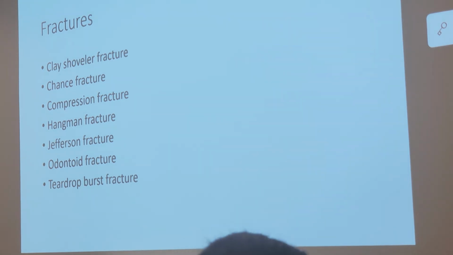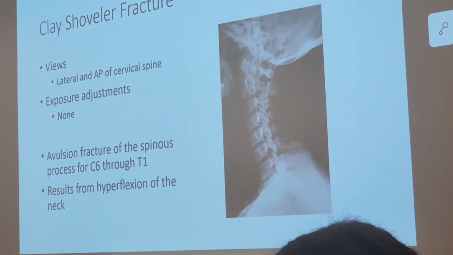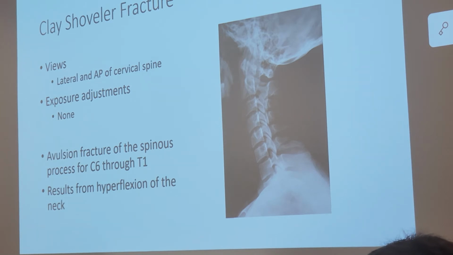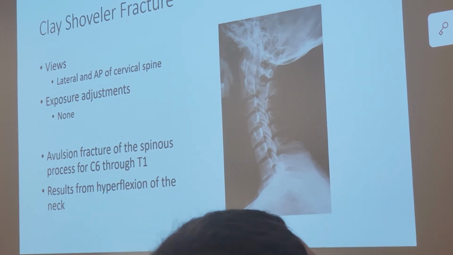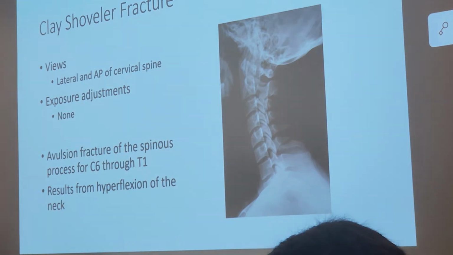So the fractures that we'll be going over today, we already went over with the worksheet that we did: the Clay-Shoveler's fracture, Chance fracture, compression fracture, hangman fracture, Jefferson fracture, dens fracture, and the teardrop burst fracture. These should sound familiar to you, okay? So the Clay-Shoveler's fracture, the most preferred view is the lateral view to see what happens to the spine. This is basically an avulsion fracture of the spinous process from C6 to C7. It results from hyperflexion of the neck. And does anyone know what an avulsion fracture is?